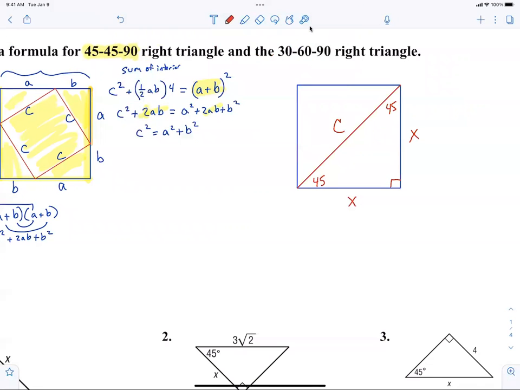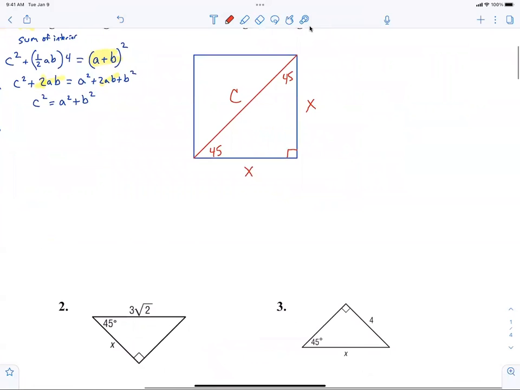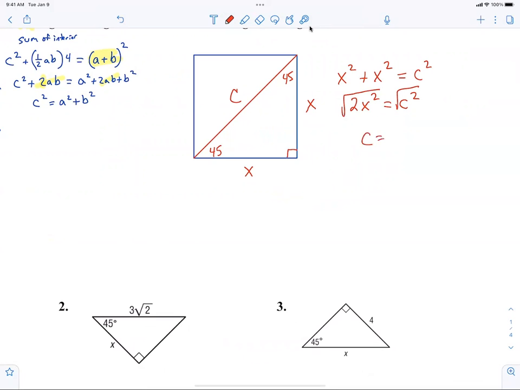Everybody with me? So I'm going to calculate the hypotenuse. And how would I do that? We would just use the Pythagorean theorem. So we say x squared plus x squared equals c squared. So I agree with that. So 2x squared equals c squared. So I agree with that. Now I take the square root of both sides. So the hypotenuse is the square root of 2 times whatever the side length is.